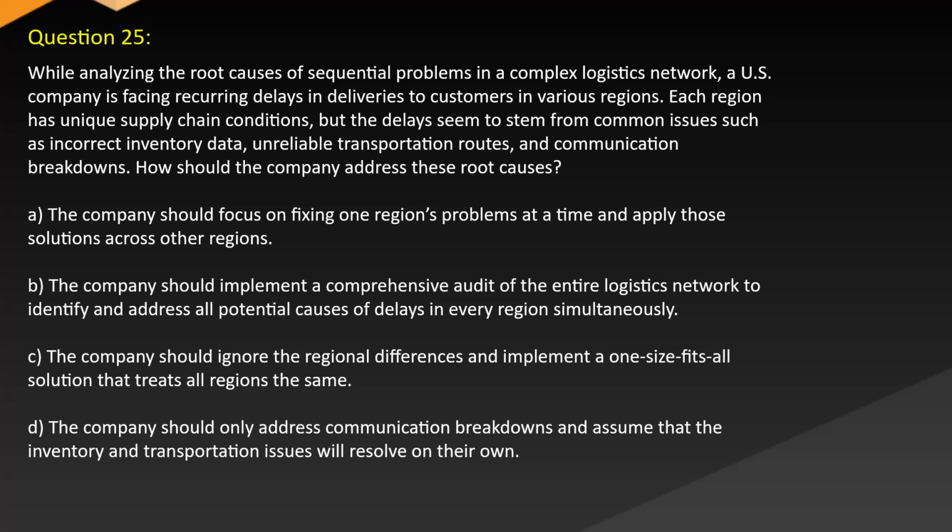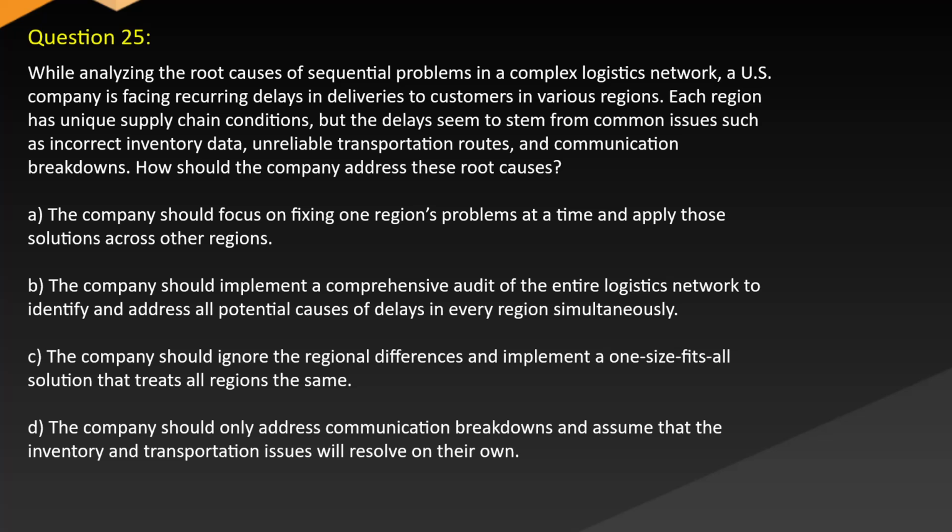Question 25. While analyzing the root causes of sequential problems in a complex logistics network, a U.S. company is facing recurring delays in deliveries to customers in various regions. Each region has unique supply chain conditions, but the delays seem to stem from common issues such as incorrect inventory data, unreliable transportation routes, and communication breakdowns. How should the company address these root causes?